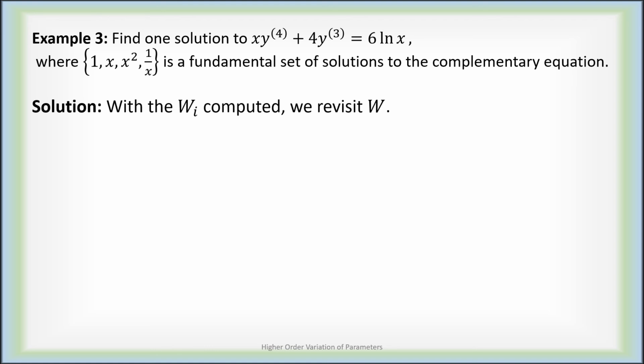So we've computed W1, W2, W3, W4. So now we can go back and compute the value of W. Remember from way back a couple of slides, it was a bunch of zeros and just negative 6x to the minus fourth times W4.